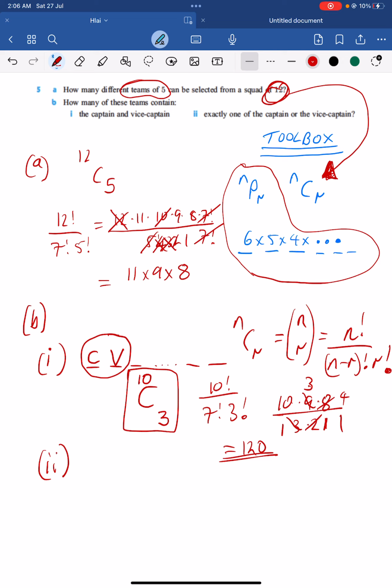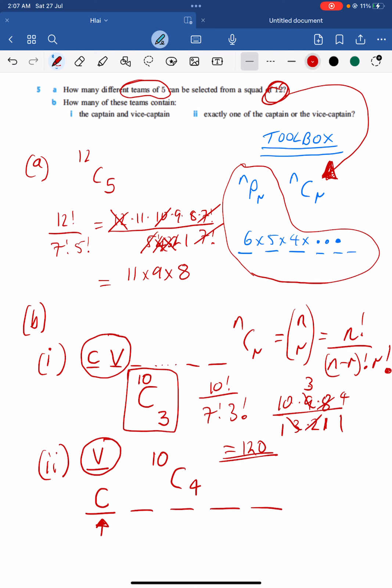So exactly one means captain has to be here. The vice captain is up here. Let's just put this out. 1, 2, 3, 4, 5 people in a squad. All right. So imagine the captain is here. We are going to put the vice captain on the side, and then from 10 people left, we've got to choose 4. Does that make sense? So the captain has to be there, and then we've got 10 choose 4.